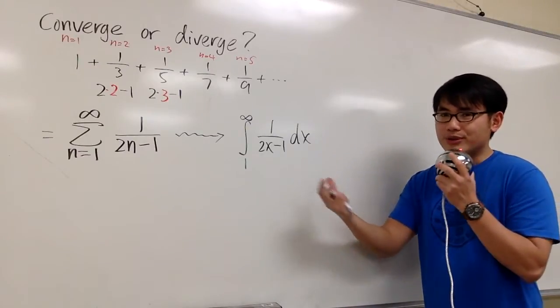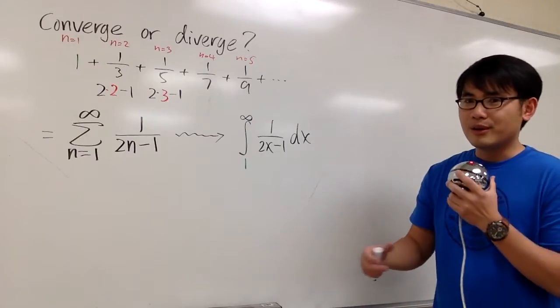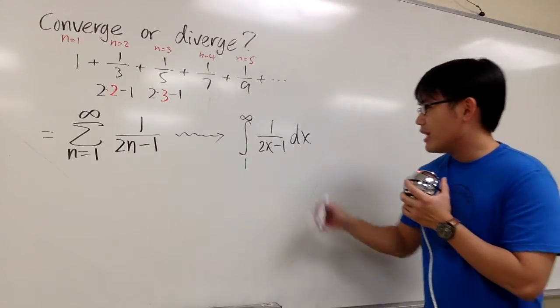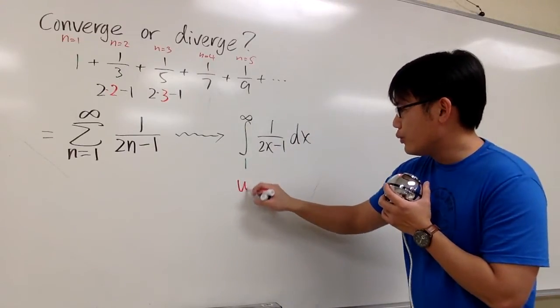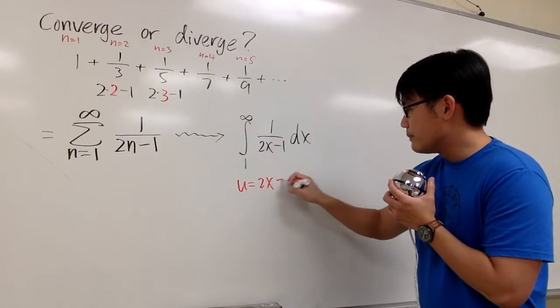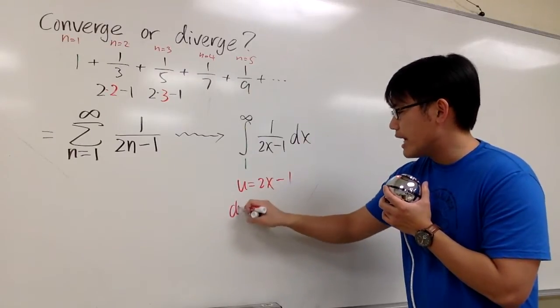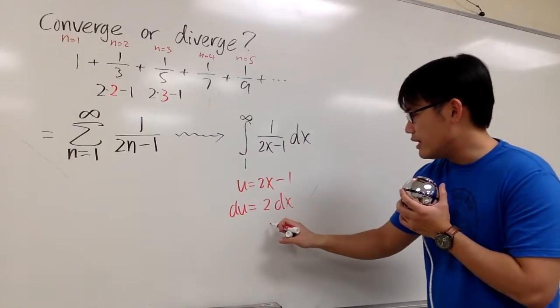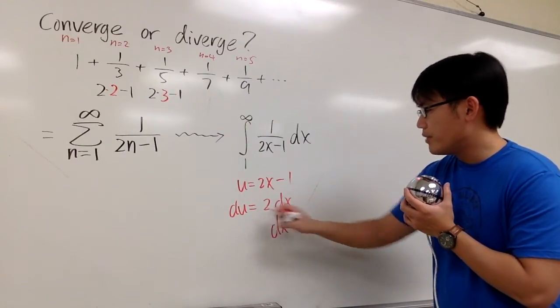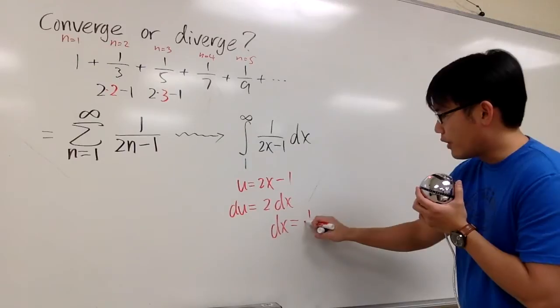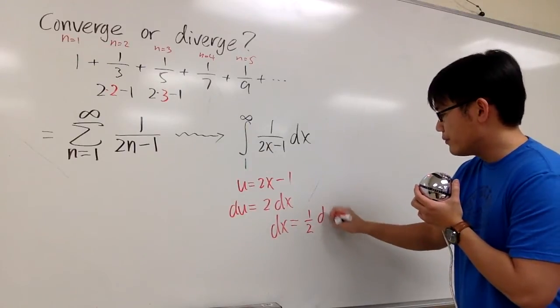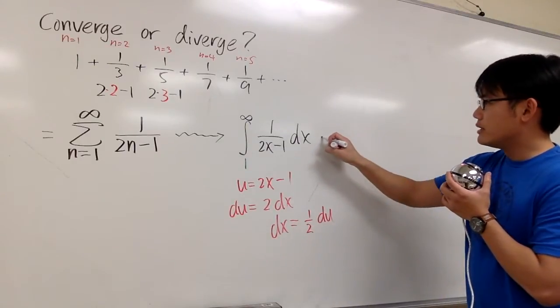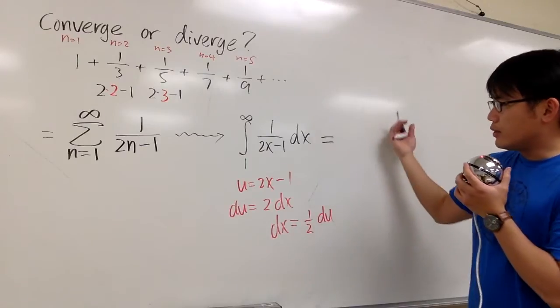And to do integral, just believe in your integration skills and believe in your limit. That's all. So to integrate this, we will let u equal 2x minus 1, and then we differentiate both sides. du will be 2 dx. I want to solve for the dx, so dx will be, divide both sides by 2, we have 1/2 du. So this is going to be the same as in the u world.